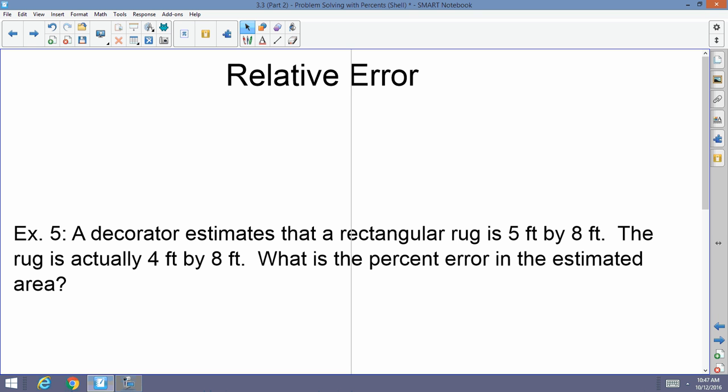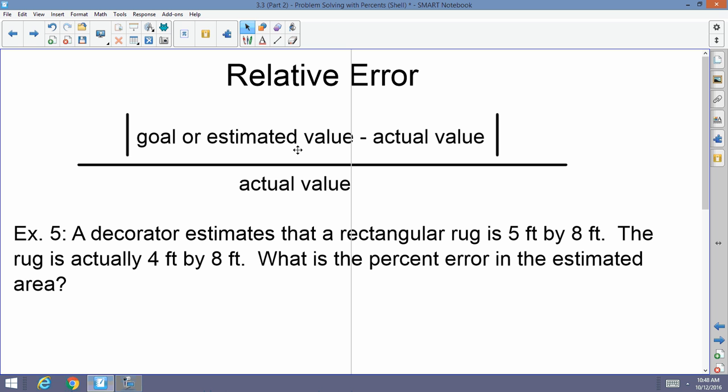In a cereal box, they'll say 16 ounces. I guarantee you, if you weighed about 1,000 of those boxes, not all of them would be 16 ounces. Some of them would be maybe 16.01. Some of them would maybe be 15.98. But not all of them will be exactly 16. So that is what relative error is, and it's important to know for many business applications.